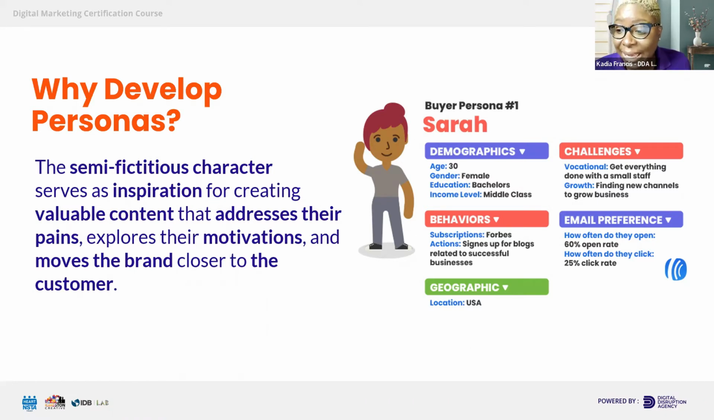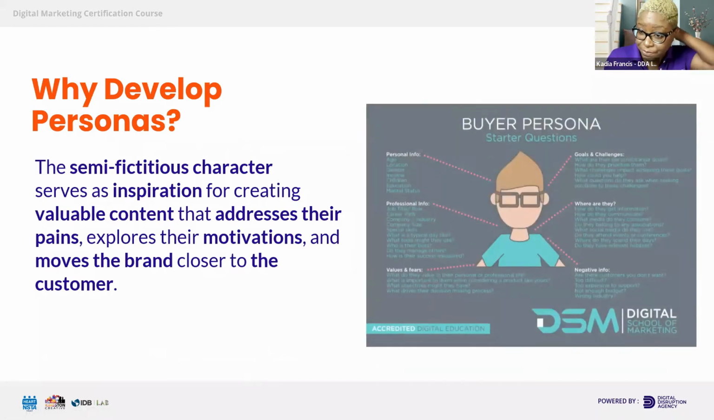And how often do they click? 25% of the time, which means that even though she's opening the emails very often, it may take a little bit longer to convert her through emails, although a 25% click rate is considered high, right? But it may take more than one email to convert her, let's say. Now, Sarah doesn't necessarily exist, but Sarah could represent somebody that actually does exist. And that is the person that you're targeting. So this is what personas help you do, right?